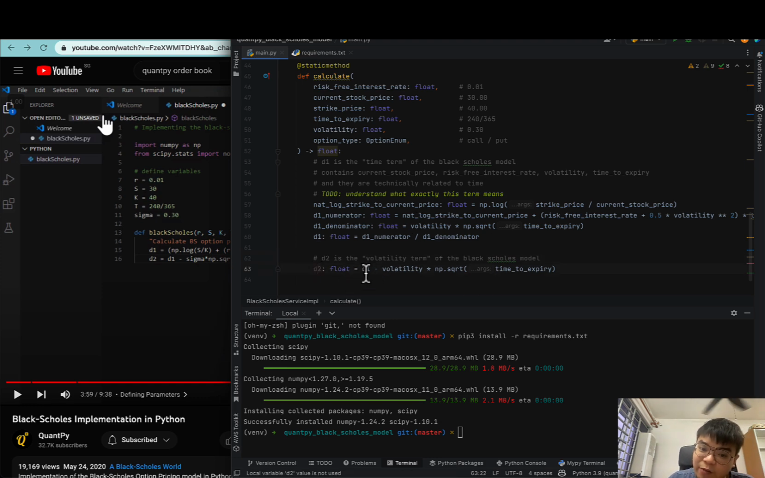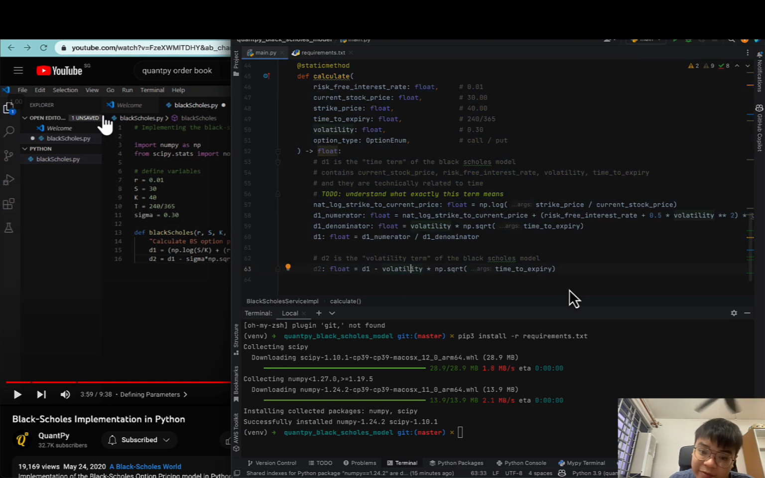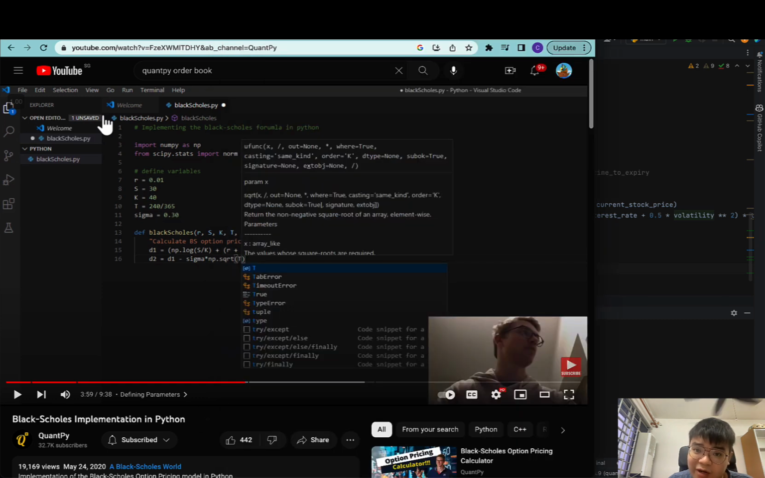D2 is a variant of D1, and they subtract volatility multiplied by the square root of time to expiry. I don't think I really understand exactly what D1 and D2 mean at this point, but I will accept it for now and leave it to Jonathan to explain it for us.